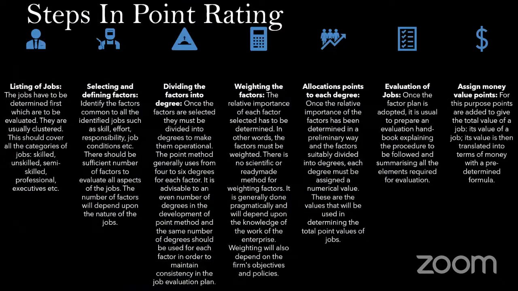Now, steps in point rating. Number 1, listing of the jobs. Number 2, selecting and defining factors that will determine how much we pay. Number 3, dividing the factors into degrees, so the degree of contribution is brought in. Then weighing the factors, allocating points to each of the degrees, and then evaluation of the jobs. The listed jobs will be evaluated, and then we assign monetary value according to the points that they gather. Okay.